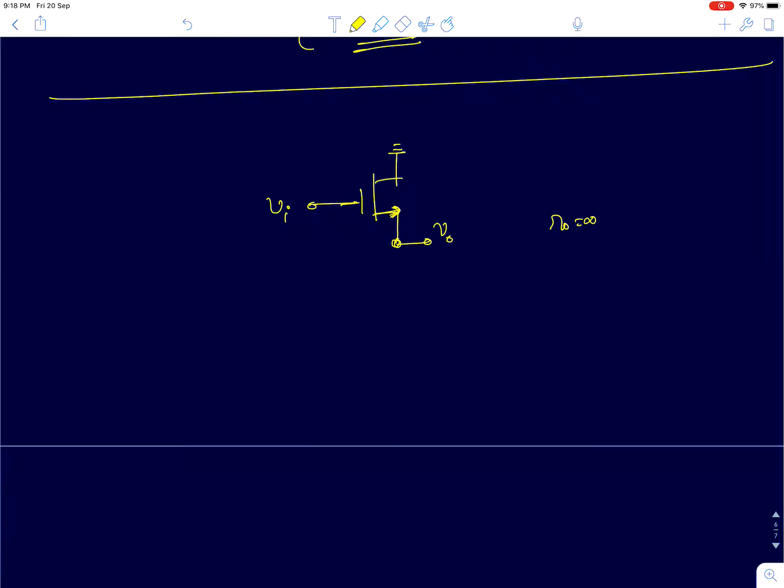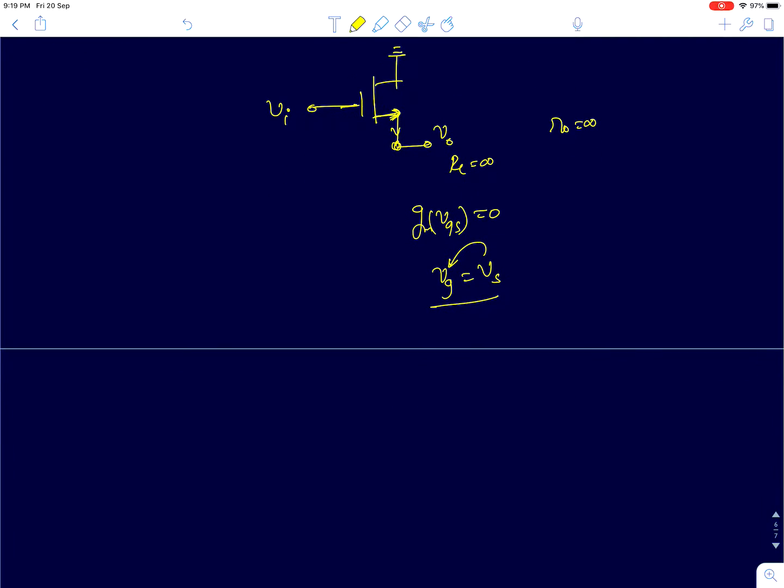Okay, if R0 is infinity, then there is no path for the current. So your gm into VGS is 0. Here I have assumed R0 is infinity and RL is also infinity. It's the open circuit gain which you are trying to find. Your VG will be equal to VS, which means the source voltage will follow the gate voltage. Therefore, it's called the source follower. So your V0 will be equal to Vi. It will transfer the voltage exactly from the input to the output.